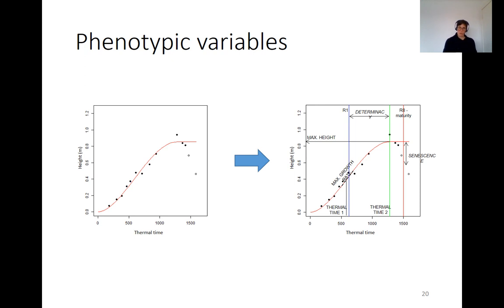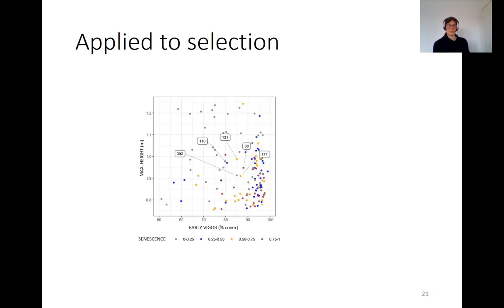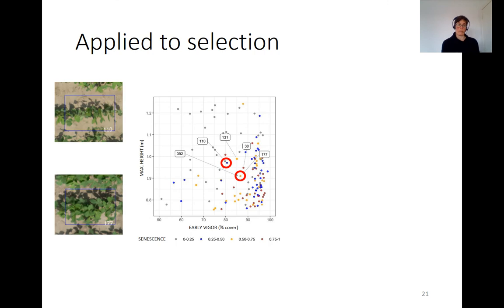And how can we use those parameters? We can apply them to selection. We can compare the genotypes based on three parameters. For example, here, the maximum height, the early vigor, and the senescence. So we take two crops that have a difference in early vigor. One covers the soil faster than the other, but the one that covers faster has a lower height than the one that has less coverage.